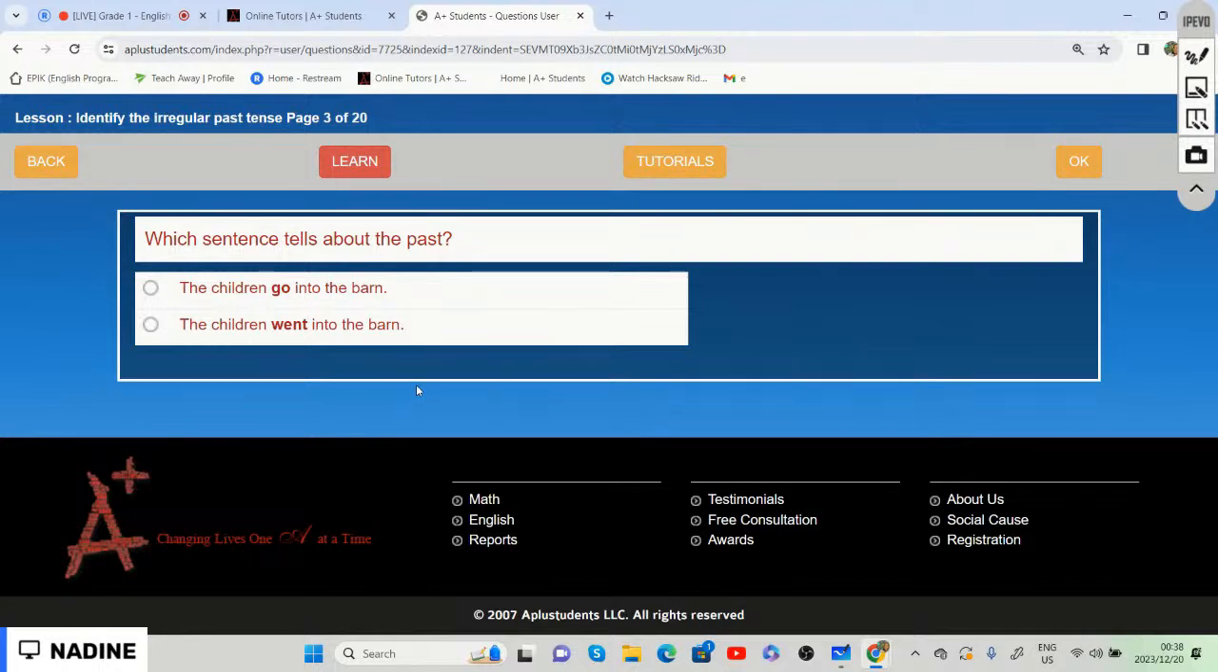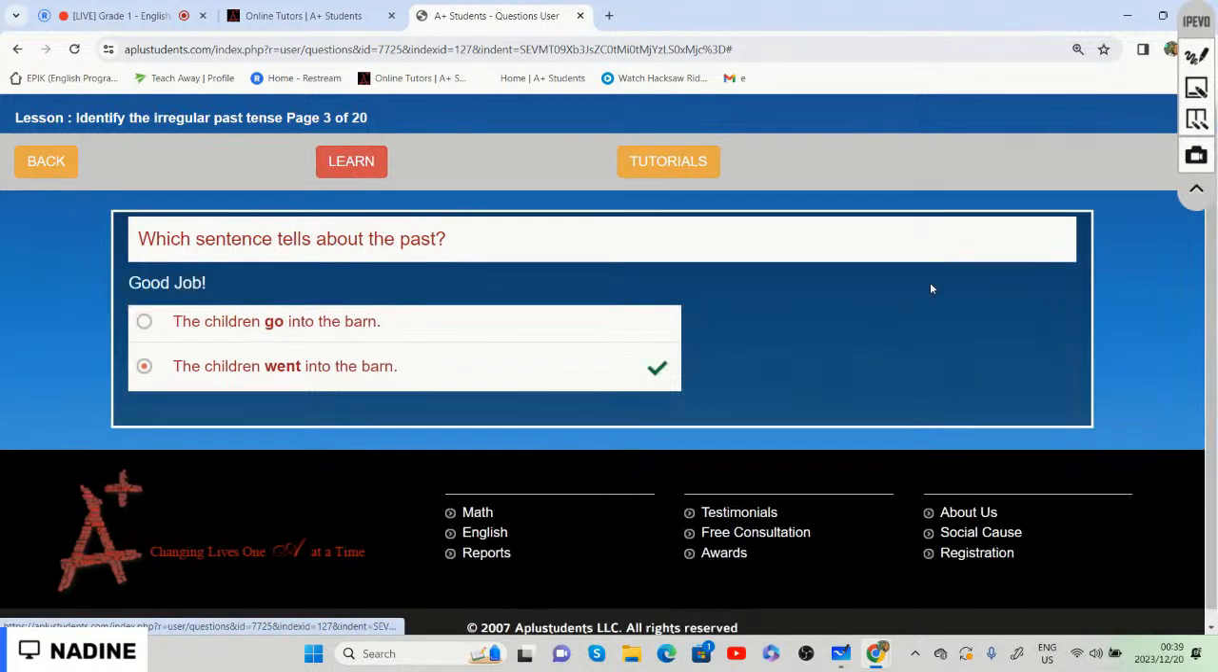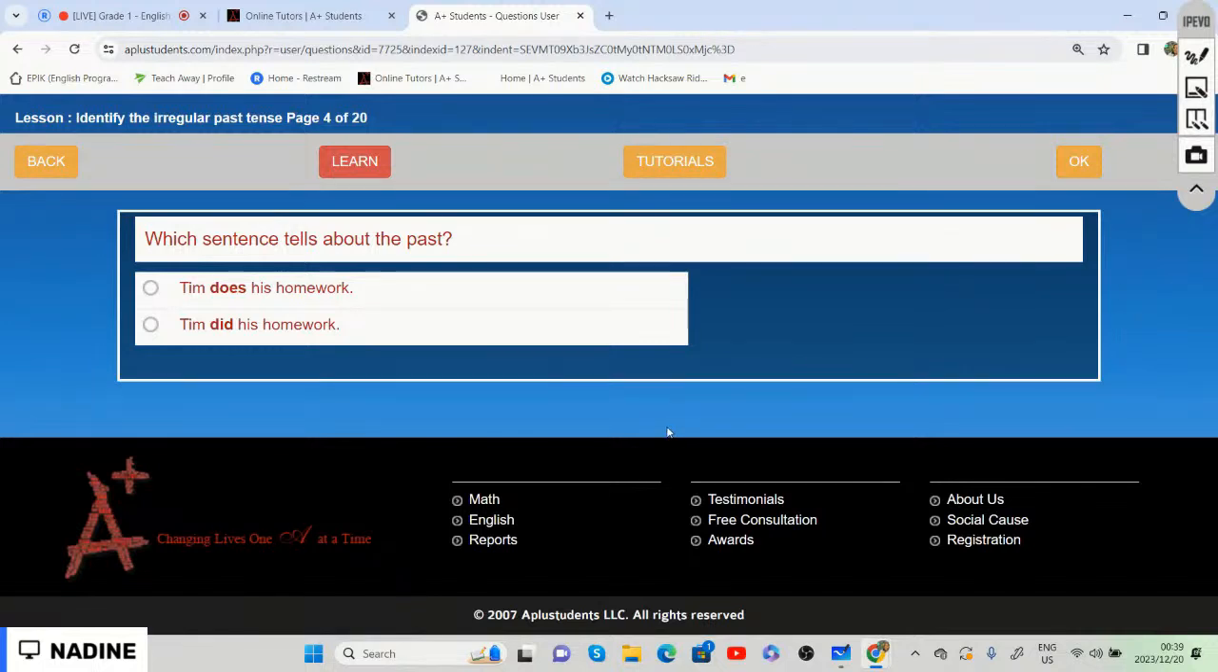And if we select the sentence that tells us about the past, we can say, the children went into the barn. Because go shows us something that happens now, but in the past, the children went into the barn. All right. And went is correct. Yes, the second one is correct. Well done.